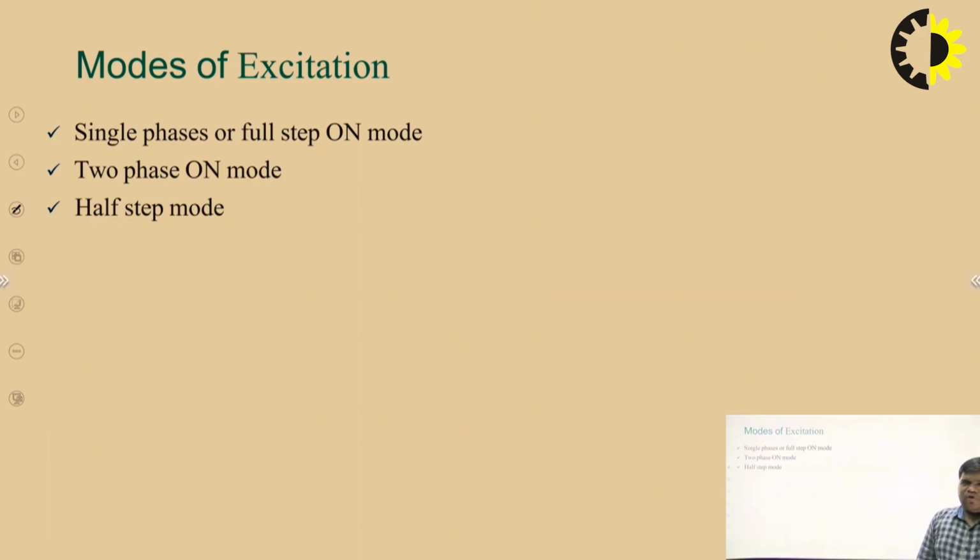If we see the modes of excitation, there are three different modes in which the variable reluctance stepper motor works. The first one is single phase on or full step mode, the other one is two phase on mode, and the last one is half step mode. We will look at these excitations in the upcoming lecture series. So I think this is clear, and if there is any doubt, we will see it in a regular classroom.